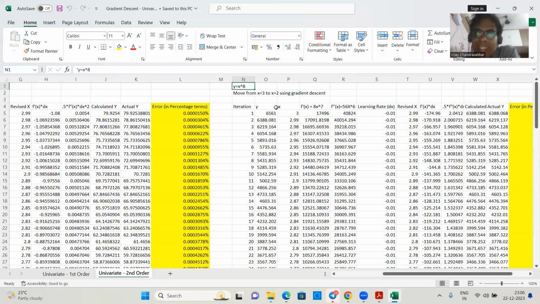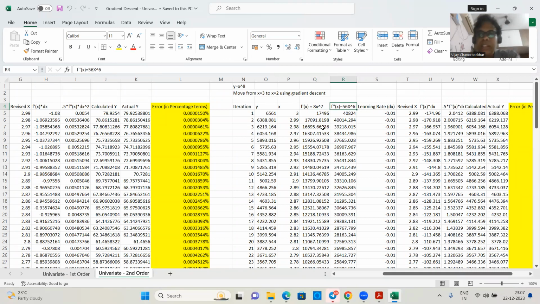We're doing exactly the same thing. The only difference is we are adding f double dashed of x. So if f dashed of x, which is the first derivative, is 8x to the power of 7, can anyone tell me what is the second derivative? 56 x to the power of 6. That's right, correct. 56 x to the power of 6.